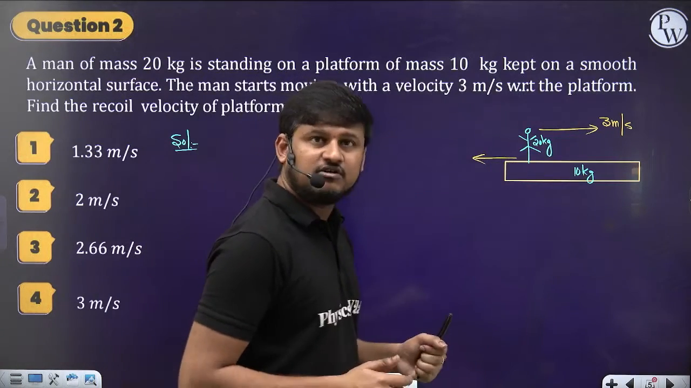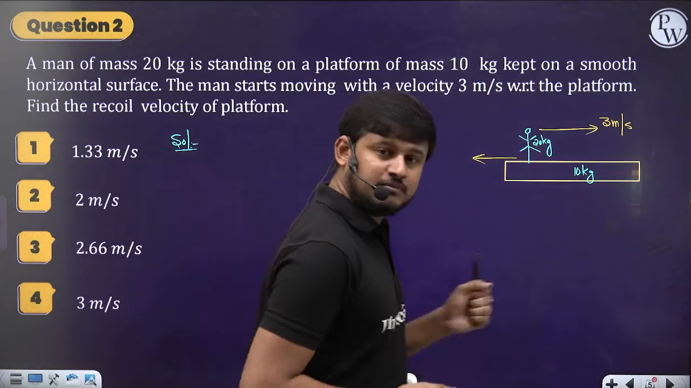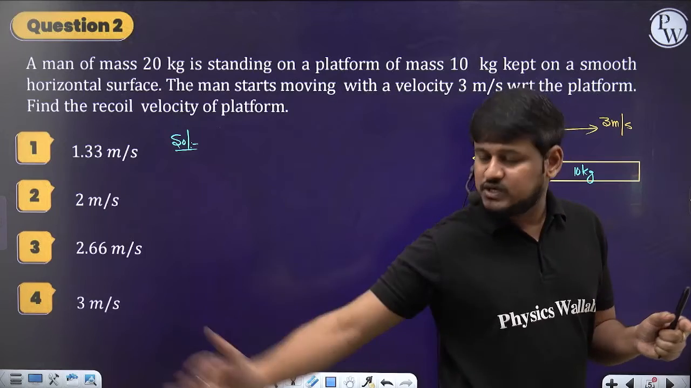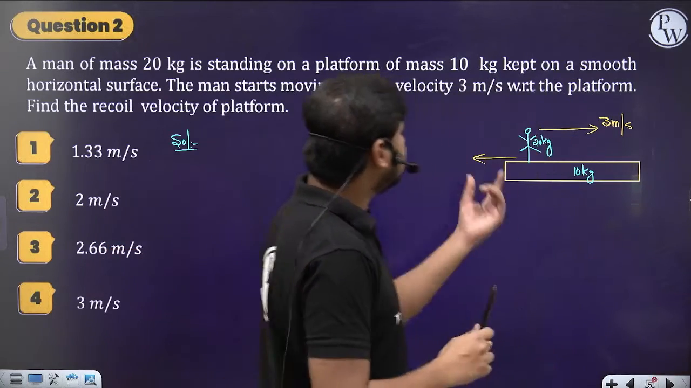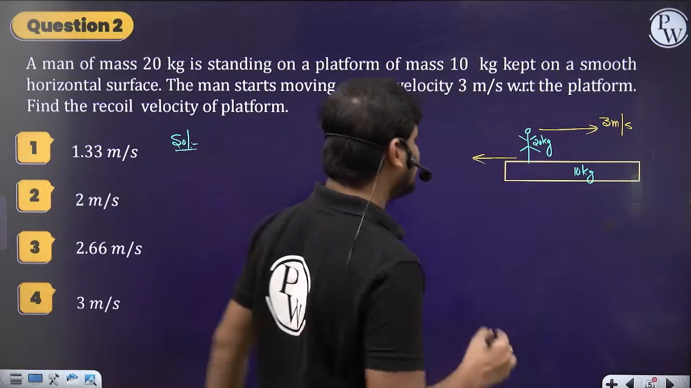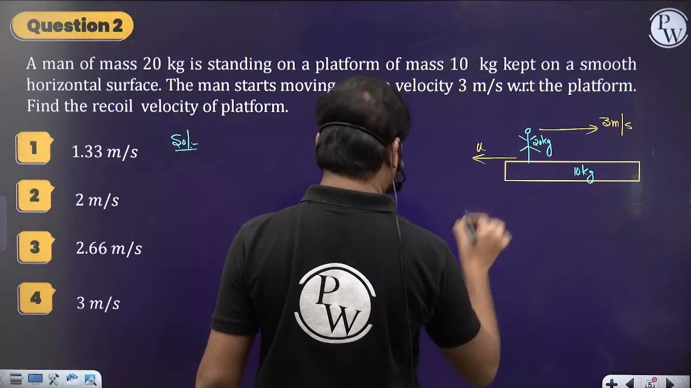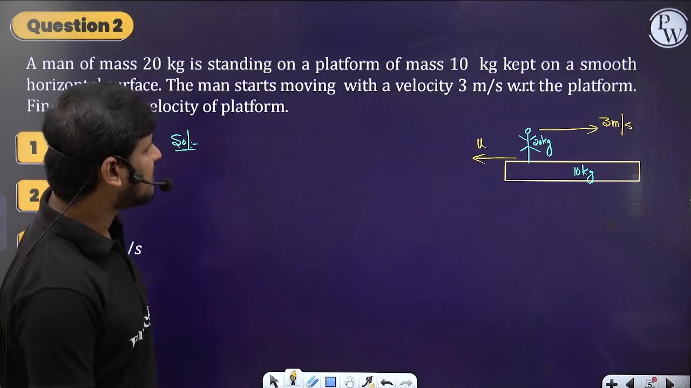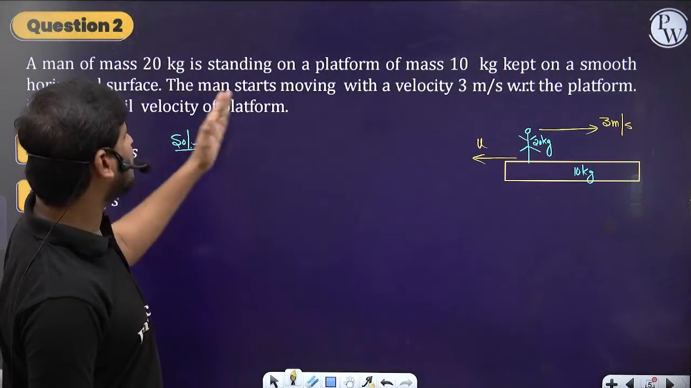I am standing on this platform, let's suppose. So then I am moving with respect to me. The platform looks like it's moving backward, right? The same thing. The person is moving to the right with a velocity of 3 meters per second. Then the platform moves backward with a velocity, let's suppose, u meters per second, right? Then find the recoil velocity of the platform.